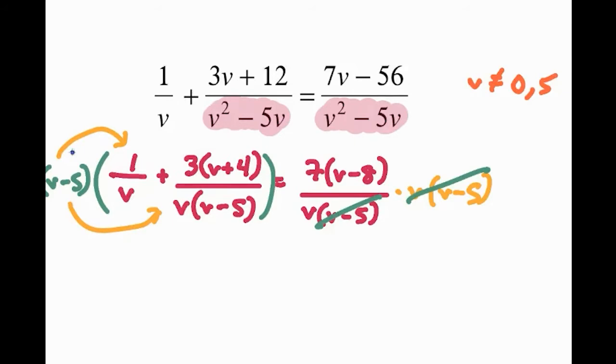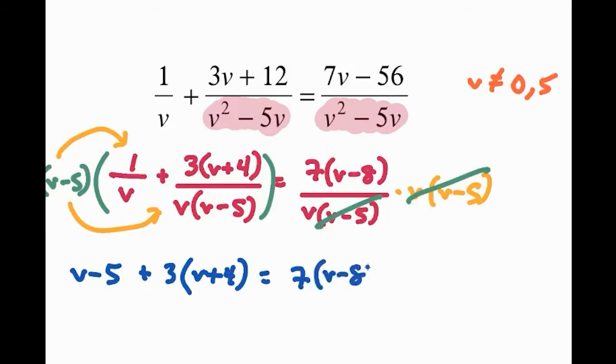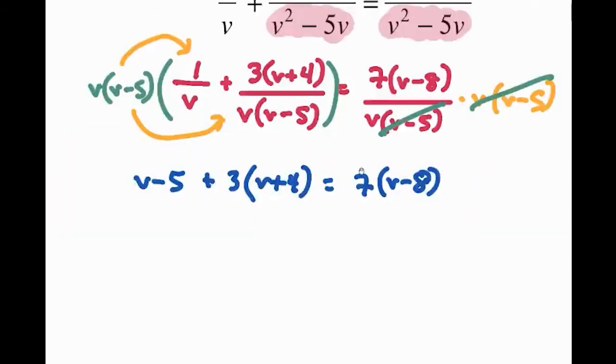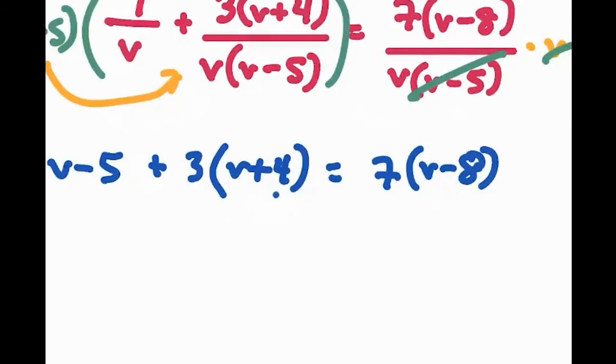Let's see here. So we're going to distribute this first one here. The v's are going to cancel, so you're just going to be left with v minus 5 times 1. I'm just going to write v minus 5. This one over here, you're just going to be left with 3 times v plus 4, because the denominators are going to cancel there. This one is just 7 times v minus 8. I guess I didn't really need to factor those, because you just have to distribute them back now, but that's okay.